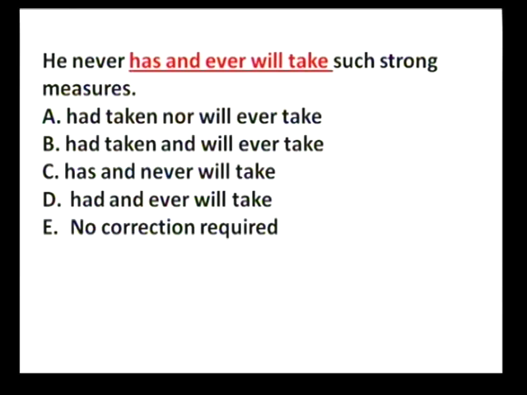He never has and ever will take such strong measures. Options. He never had taken nor will ever take such strong measures. He never had taken and will ever take such strong measures. He never has and never will take such strong measures. He never had and ever will take such strong measures. Please read it, understand it, and find out what is the correct answer.